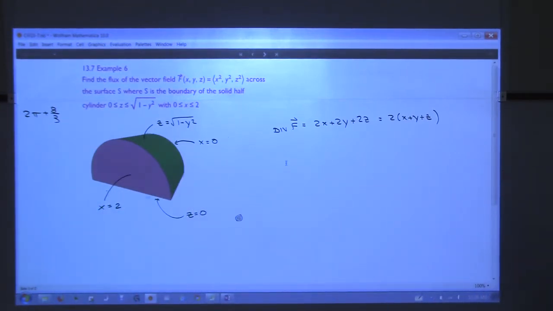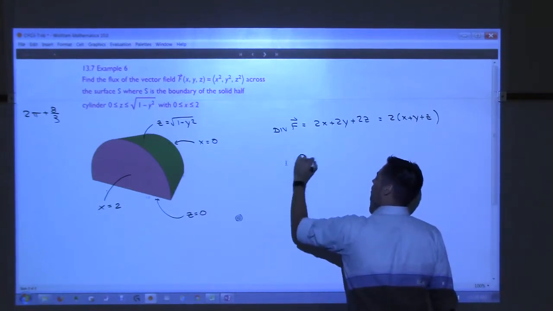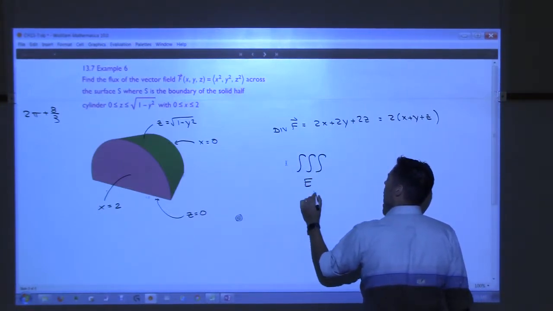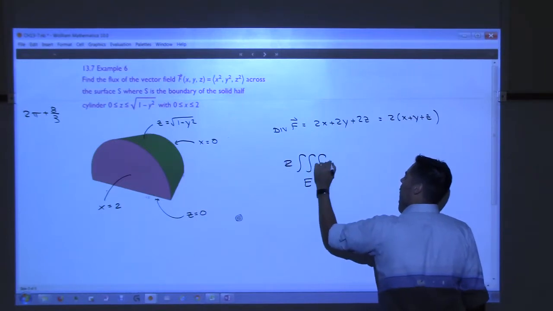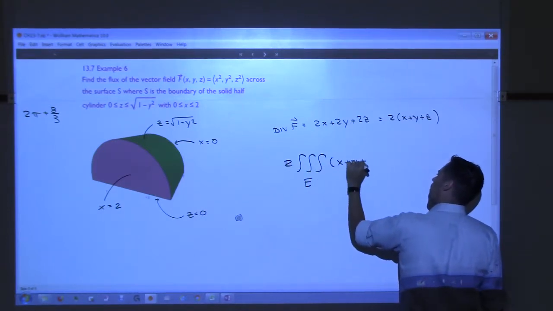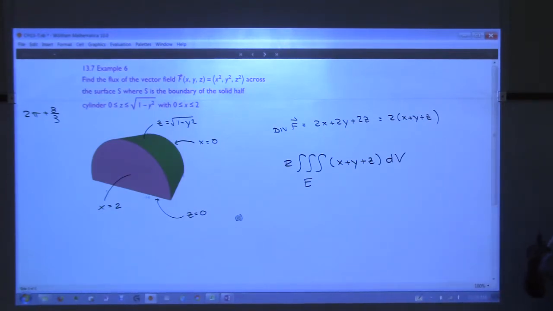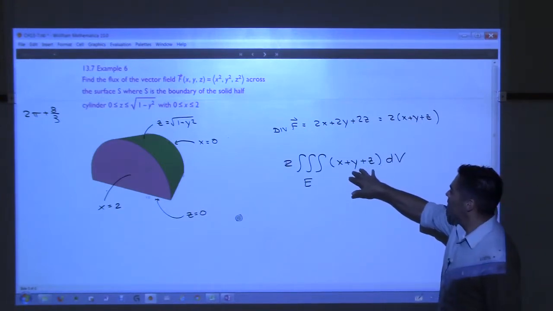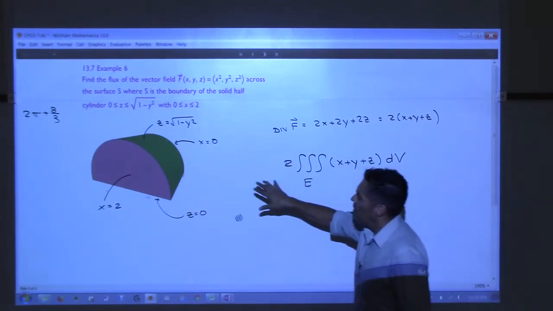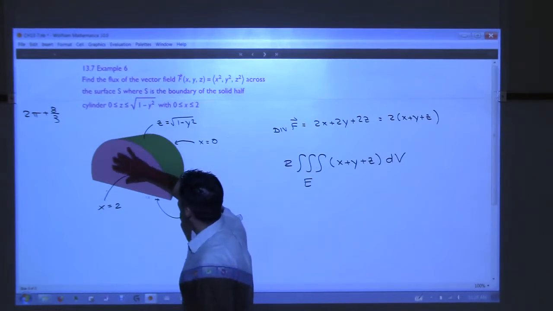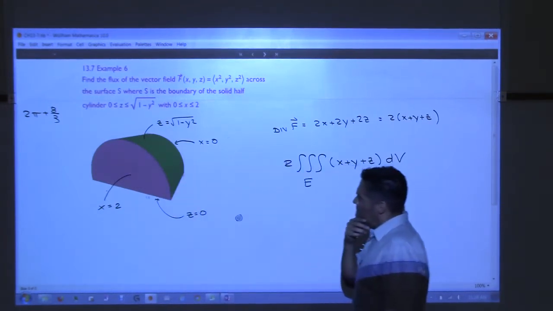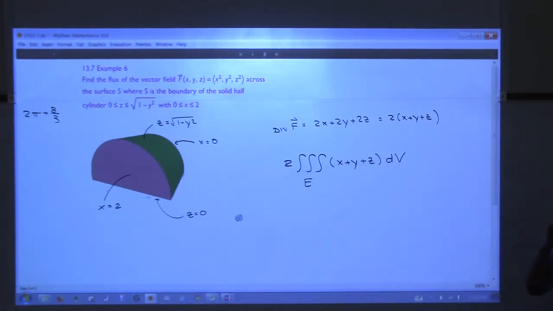Okay, so there's my div. So I'm going to set up a triple integral over the solid E of 2 times x plus y plus z dV. So now I'm back to a scalar triple integral, and my variables are x, y, and z. All I need to do is see how I can define that region E by placing restrictions on x, y, and z.